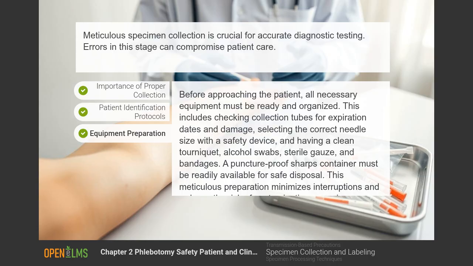Before approaching the patient, all necessary equipment must be ready and organized. This includes checking collection tubes for expiration dates and damage, selecting the correct needle size with a safety device, and having a clean tourniquet, alcohol swabs, sterile gauze, and bandages. A puncture-proof sharps container must be readily available for safe disposal. This meticulous preparation minimizes interruptions and reduces the risk of contamination, ensuring a smooth and safe procedure.